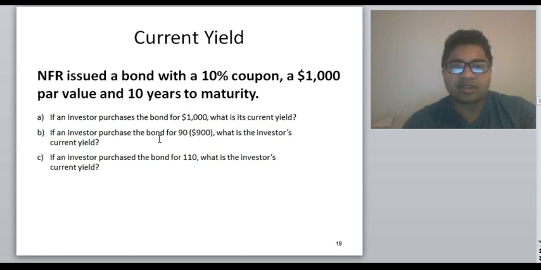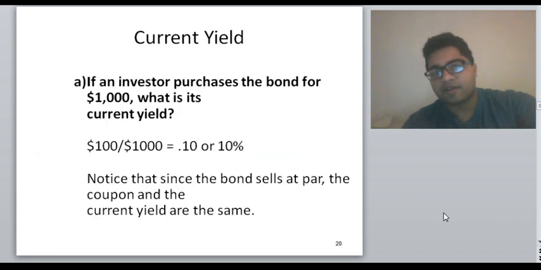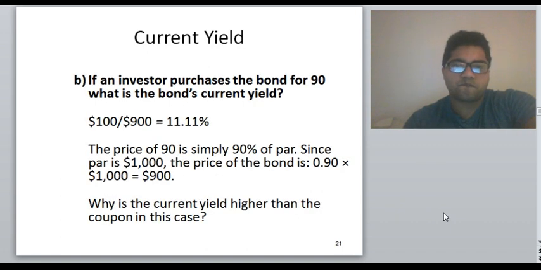Important thing, sometimes 90 is given but the par value is 1,000, so you have to scale it to 900. 110 is given, so you have to scale it to 1,100. So they have calculated it.